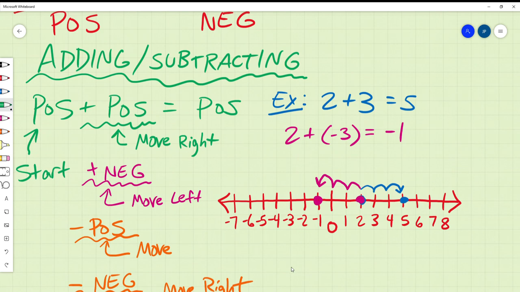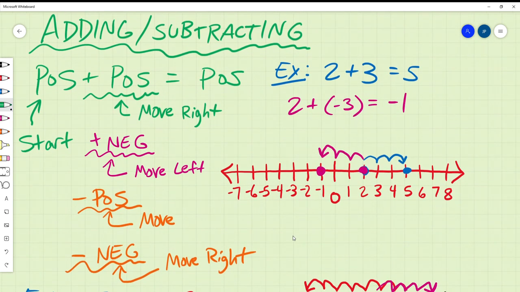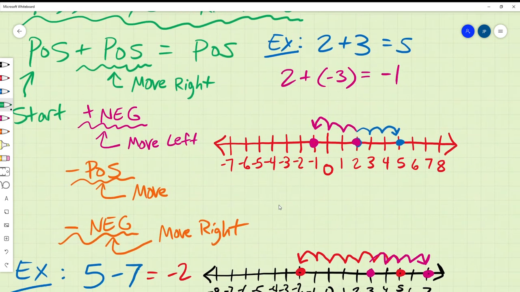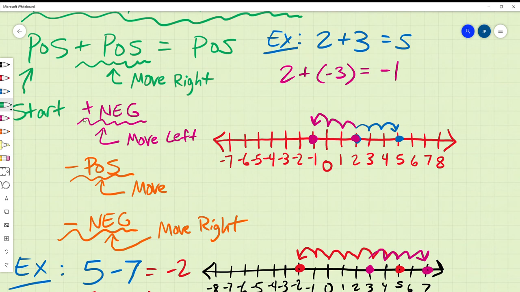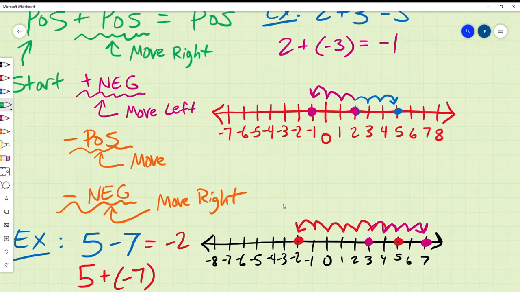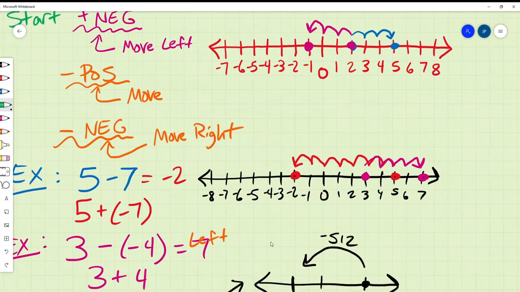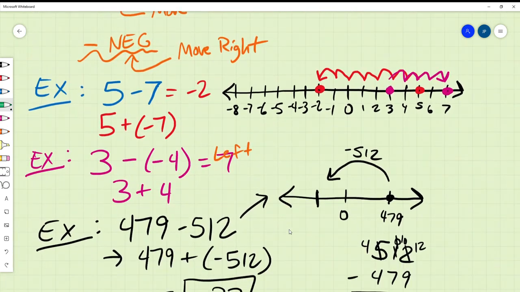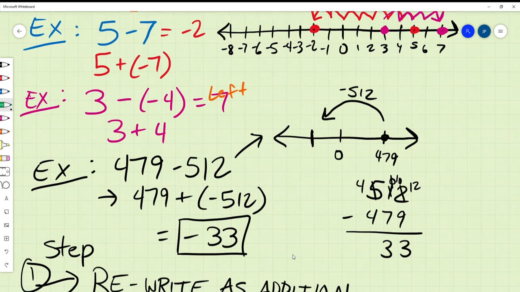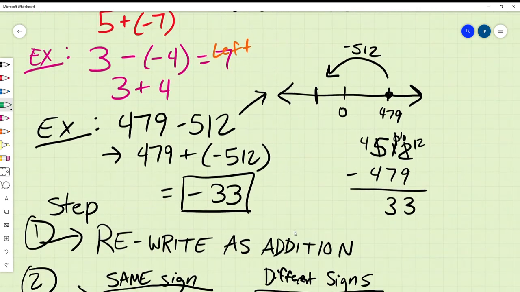Adding and subtracting, again, it's easiest to visualize using a number line, where we start off at the first number. Remember that if we add numbers, we're moving to the right. If we subtract positive numbers, we're moving to the left. And then it's opposite: if we add a negative, we move to the left. If we subtract a negative, we move to the right. That gives us a shortcut that we can use if we have really large numbers and don't want to draw a number line every time.